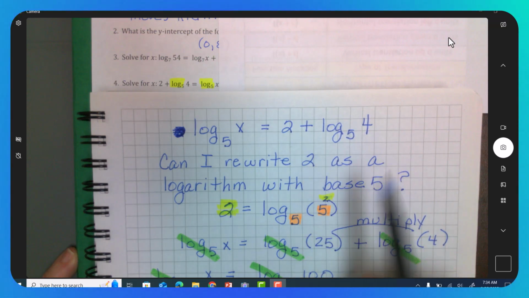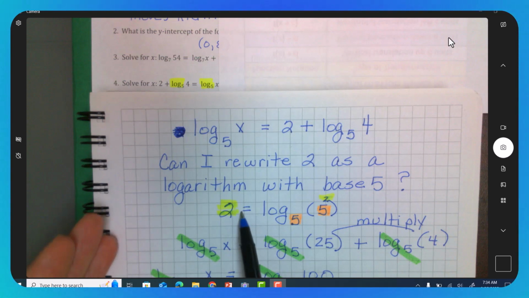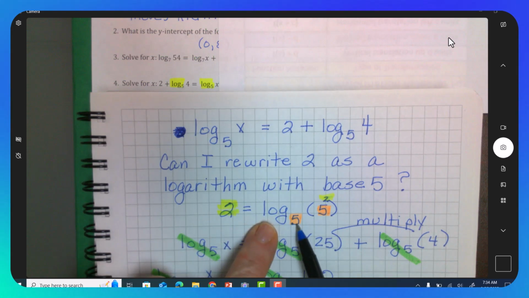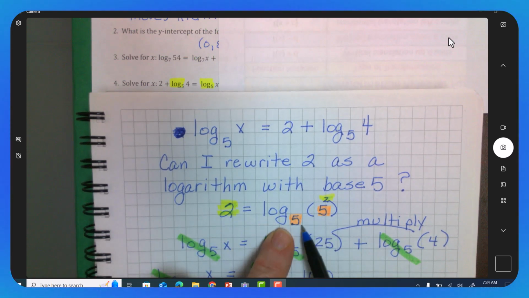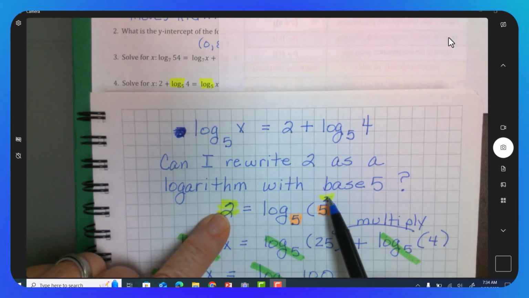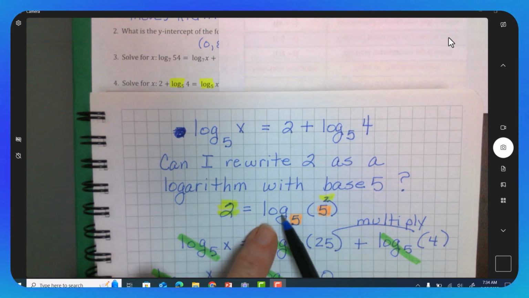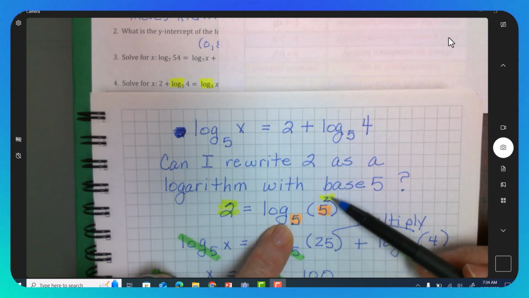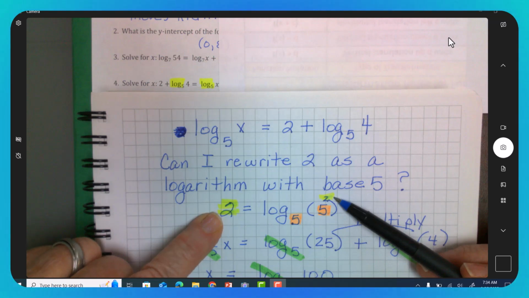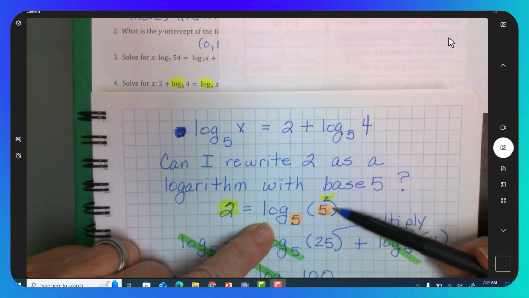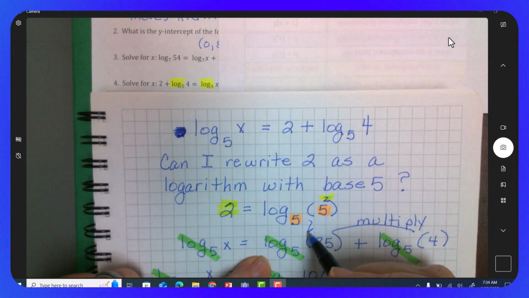Our exponent on the side of the equal all by itself is always going to be our exponent. We have a log base 5, so this is our base. If I put 5 squared here, that's going to equal the exponent. So I can rewrite 2 as log base 5, 5 squared, because I'm trying to match that exponent. And 5 squared is 25. So I'm going to rewrite that right here.